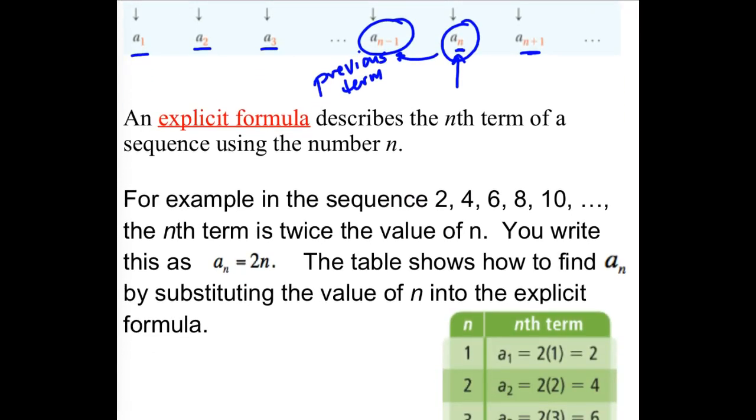Now we have two types of formulas. We have explicit and recursive. We're going to start with an explicit formula. It describes the nth term of a sequence using the position number n.